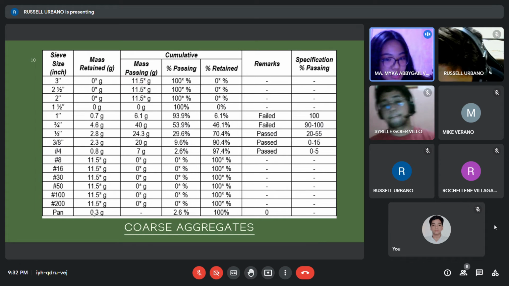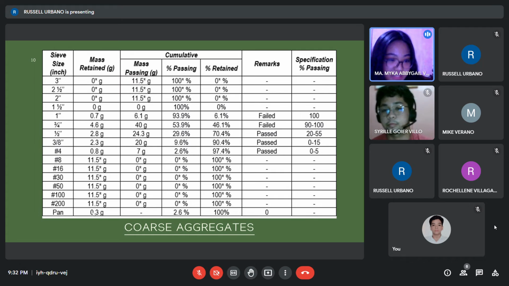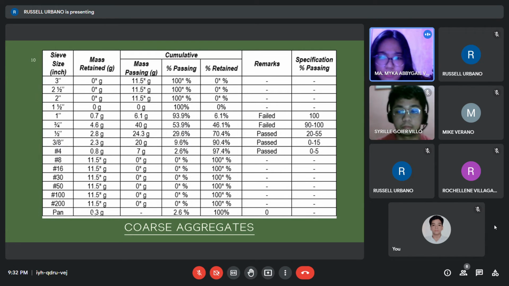However, the specification percent passing for that sieve is 100, but it only reached 93.9. So it failed to reach the specification passing. And again, we do this procedure for the rest of the sieves.